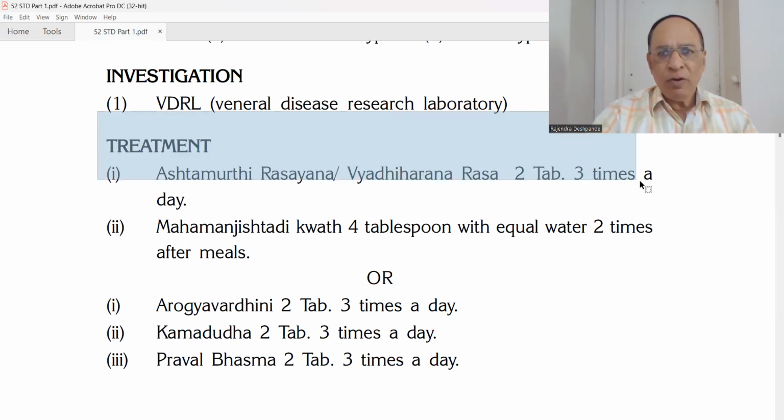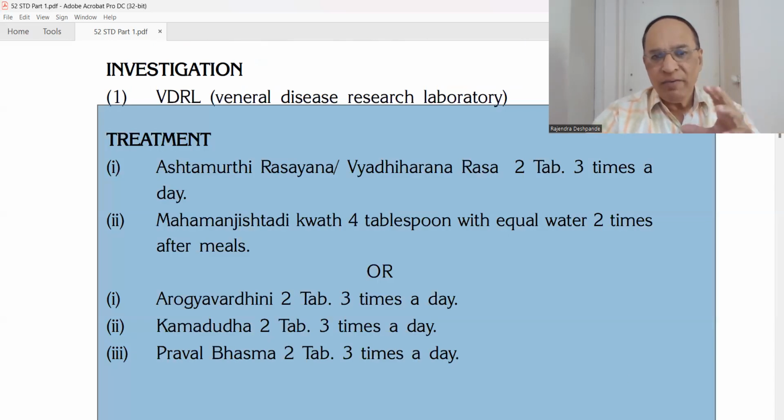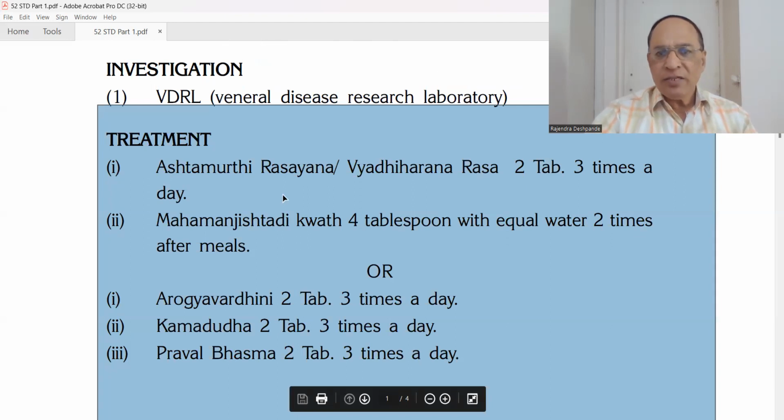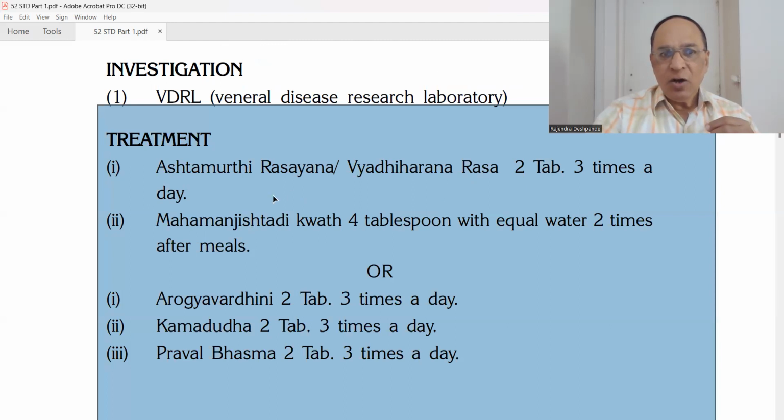Now, what to give according to Ayurveda? What type of Ayurvedic management is there? Here you can see there is a strong medicine like Vyadhi Harana Rasa or Ashtamurti Rasayana, 2 tablets 3 times a day, for example, from Baidyanath Company. This is for curing the Treponema pallidum bacteria, killing that particular organism. This particular drug will act. Then for blood purification, Mahamanjishtadi Kadha, 4 teaspoons with an equal amount of water.